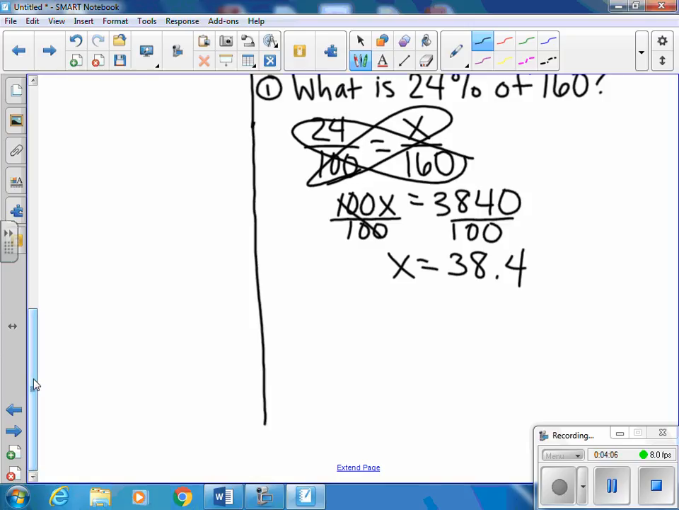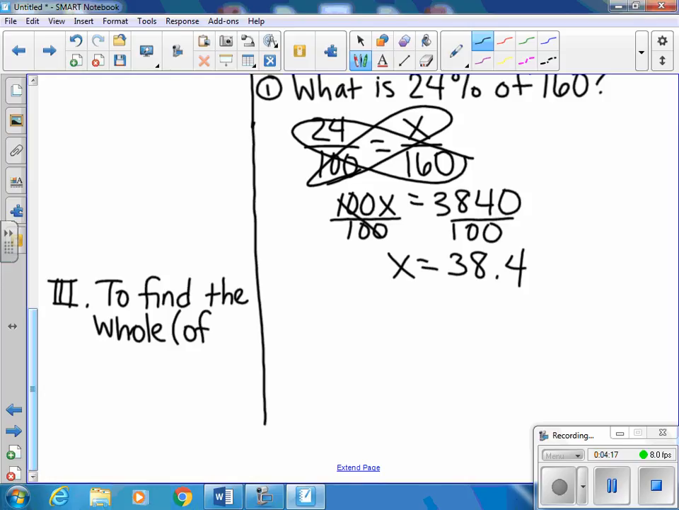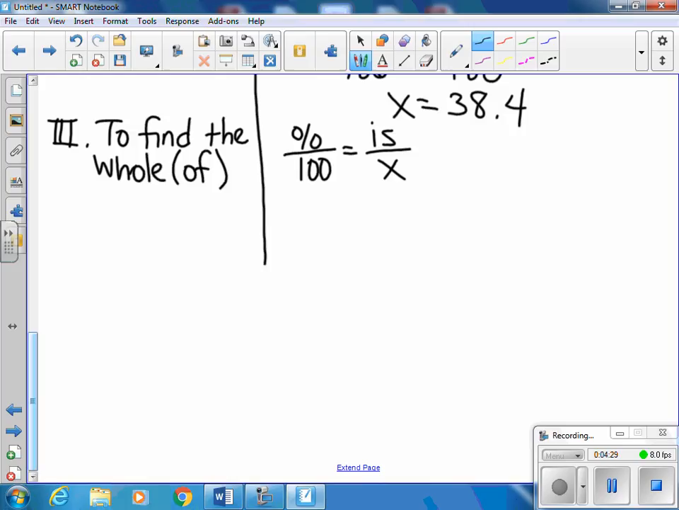For the third and final scenario, the only thing that can go missing other than the two I've already shown you is the whole part, the of. So this is to find the whole amount, which, like I said, is the of part of your formula. So the generic for this would look like a percent number over 100 equals the is number over the x. So the x is now sitting in the bottom spot where the of would be. So the example that goes along with this one would be 36 is 75% of what number?